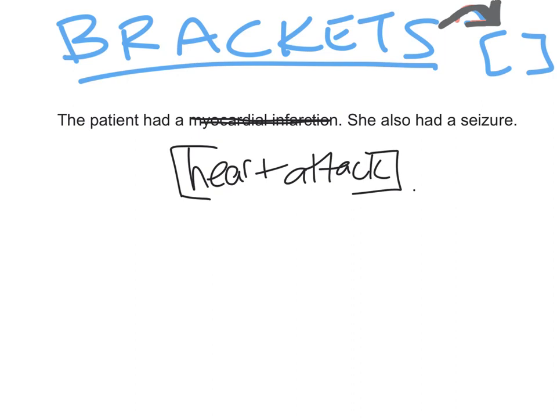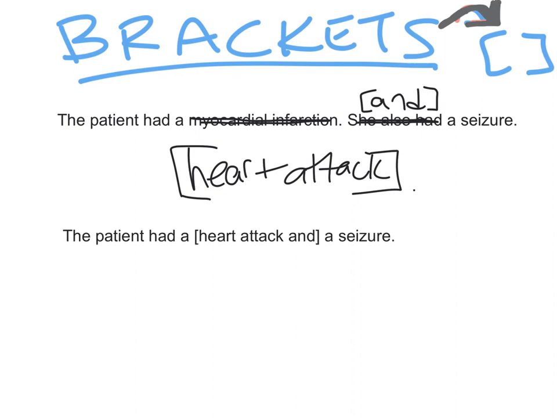But say you wanted to shorten it even more, and you want to take out the words she also had, and you want to include a seizure, but you want to change it to maybe something like, let's take this part out, and we're going to change this to and, so your new sentence can read, the patient had a heart attack and a seizure. Done.